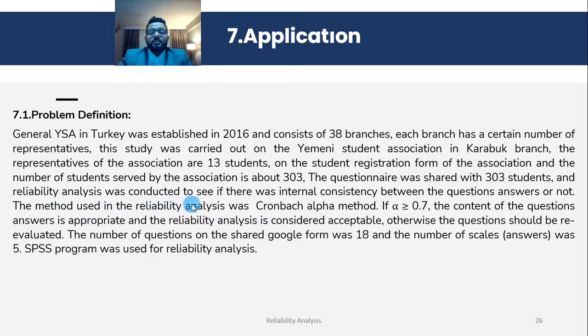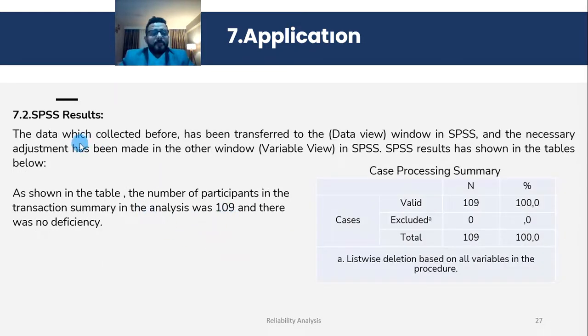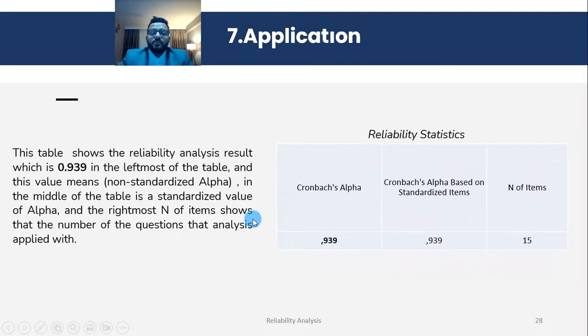The method used in reliability analysis was Cronbach alpha, and this is what we talked about before. Here are the application results, or SPSS results. As we can see in the first table, the case processing summary shows that the participant number is 109, and there are no missing values or missing answers. Second is the most important thing for us, the reliability statistics.